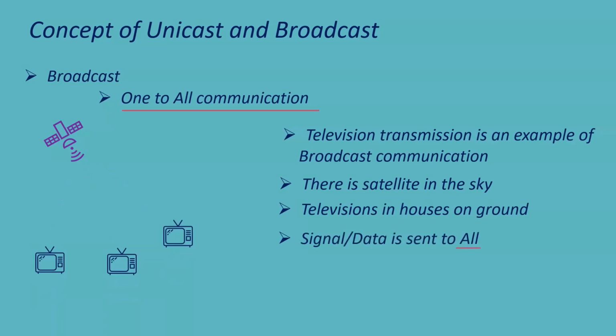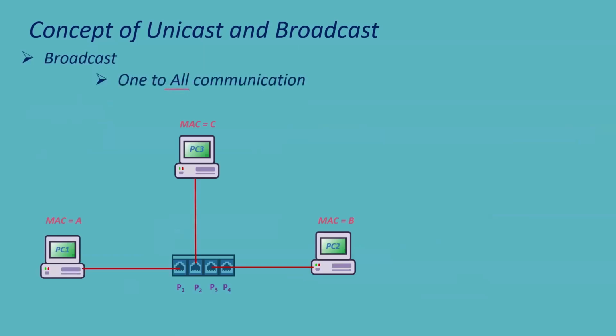The satellite is sending signals, and all the televisions which are tuned to that channel are receiving it. This is what is known as broadcast. Send to all is known as broadcast. Now let's come back to computer networks and see how the broadcast system works. Send to all, one-to-all communication.